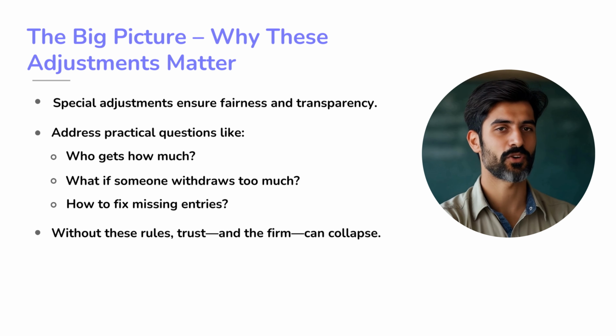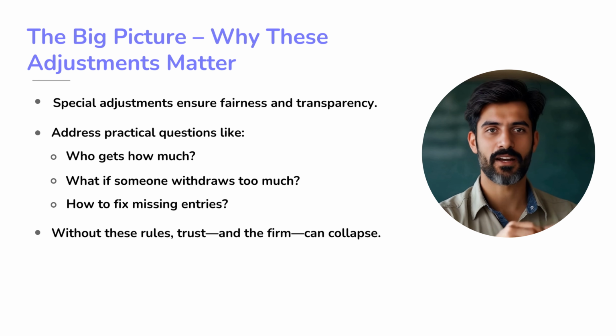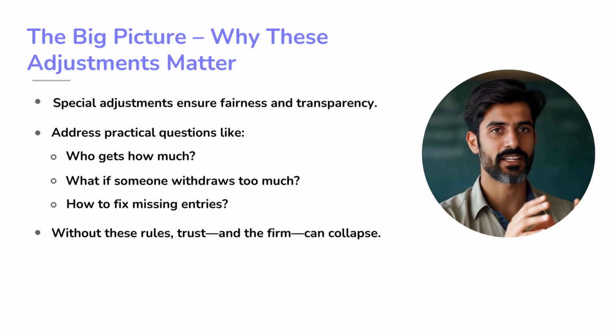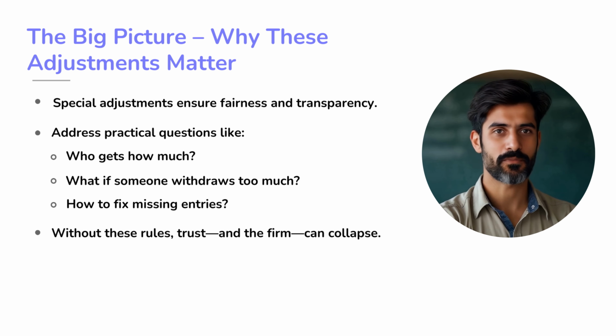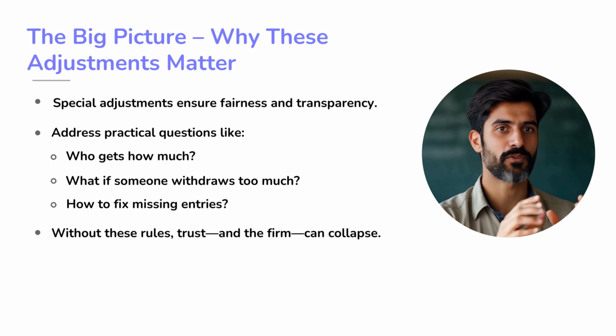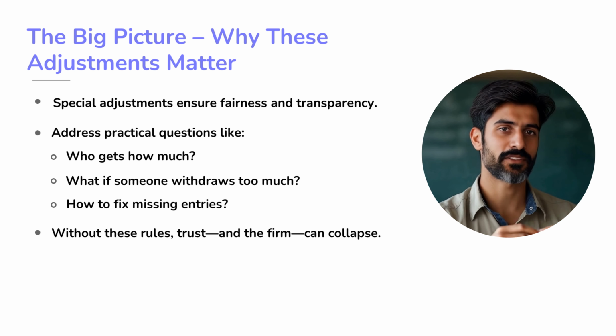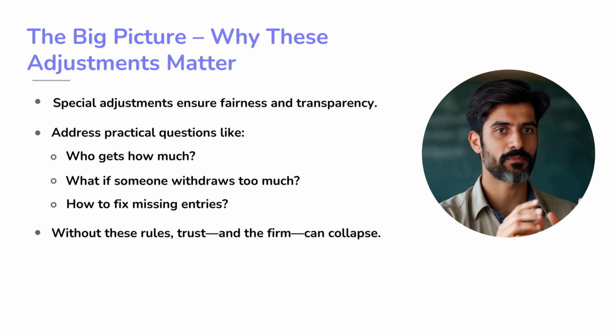These special adjustments are more than just numbers, they're what keep partnerships fair and functional. In a setup where money, time, and effort vary between partners, they answer critical questions like who deserves how much profit? What happens if a partner withdraws too much? And how do we fix something we forgot to record? Without these rules, trust would collapse, and so would the partnership.